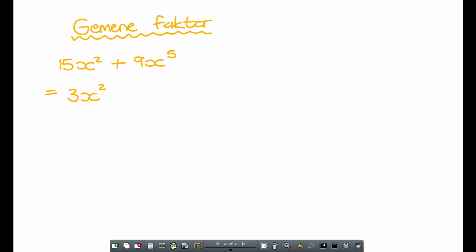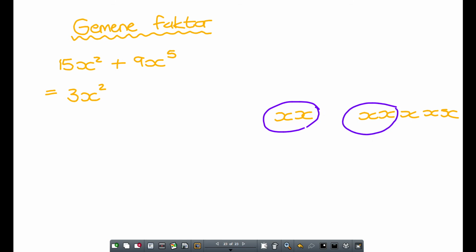As jy net gou kyk na daai onbekendes, x kwadraat is mos x maal x, né. And x to the power of 5 is actually x times x, 2, 3, 4, 5. Nee. So can you see that in both of those, kan ek 2 van daai x uithaal? Sien julle dit? That is why x to the power of 2 will be a common factor. Okay, dis een manier van om dit te sien.